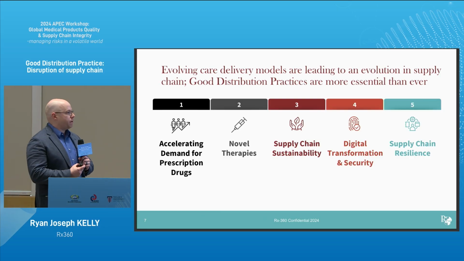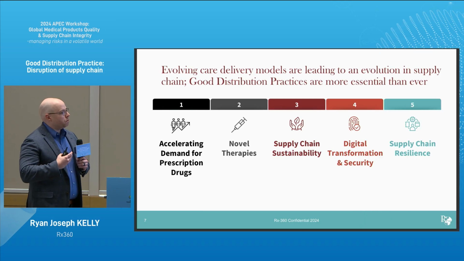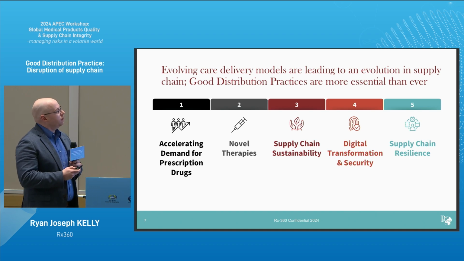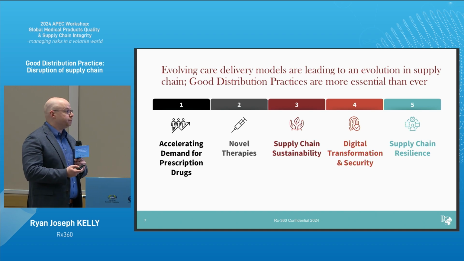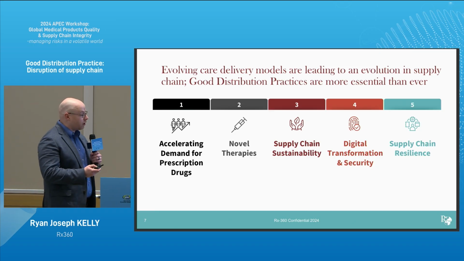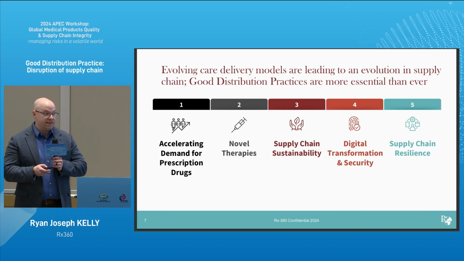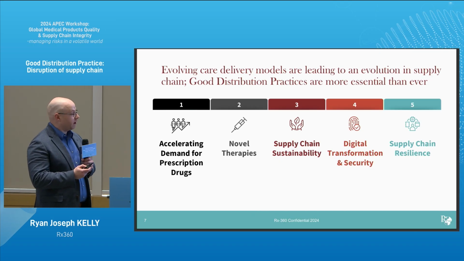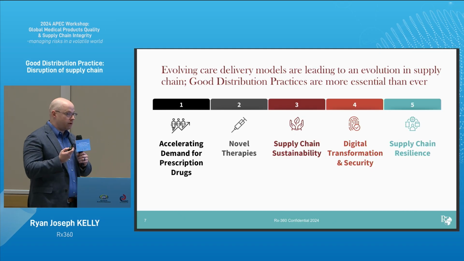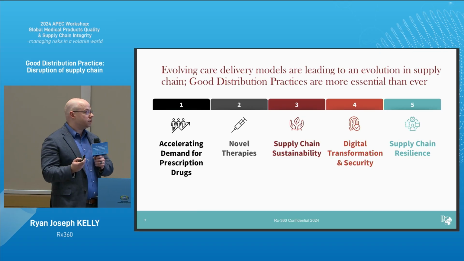And so, taking a step back, what we're seeing right now is an incoming silver tsunami. And so, everything that we're doing right now, all of the technological evolution that we're seeing in the supply chain, good distribution practices become more essential than ever. Globally, across all of our economies, we're going to have an accelerating demand for prescription drugs, because by the year 2050, we are going to go from 1 in 19 individuals in the world today that are over 65 to approximately 1 in 9 per the United Nations. And so with increasing aging population, increasing comorbidities, there's just going to be an acceleration of demand for prescription drugs.